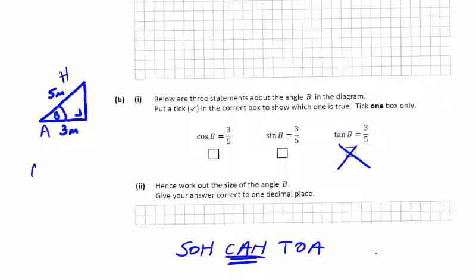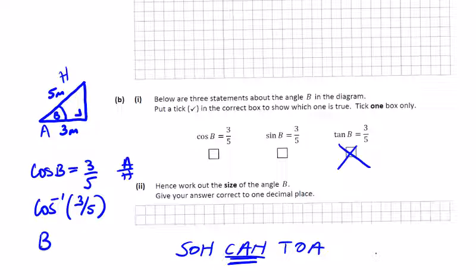So you can see here the cos of B, which is the next part, find the angle, is equal to A over H off to the side, which is 3 over 5. So the inverse cos of 0.6 or 3 over 5 gives the angle B is equal to 53.13 degrees. One decimal place, 53.1 degrees.